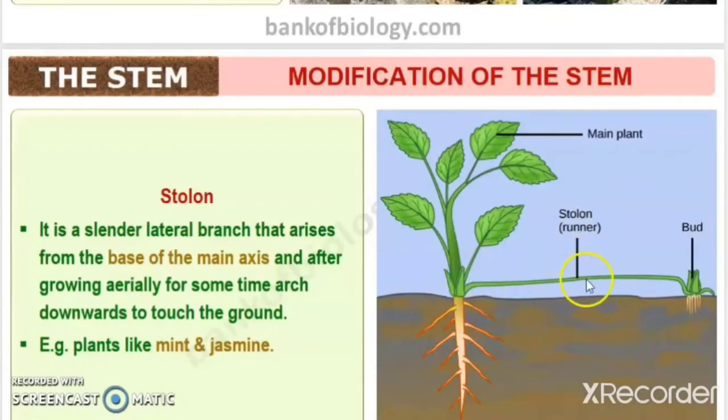Downwards means it grows toward the earth. So for some time they will grow aerially, and then they will touch the ground. Okay, examples of plants that do this are mint and jasmine. So when these stolons reach a particular place, and when the conditions are favorable for them, they will give rise to a new plant.